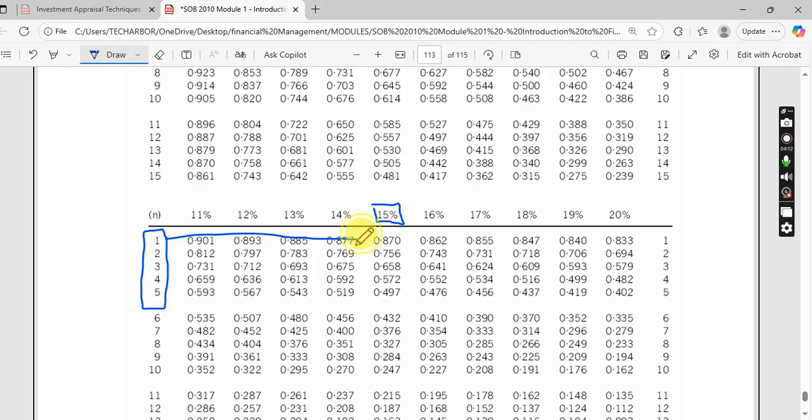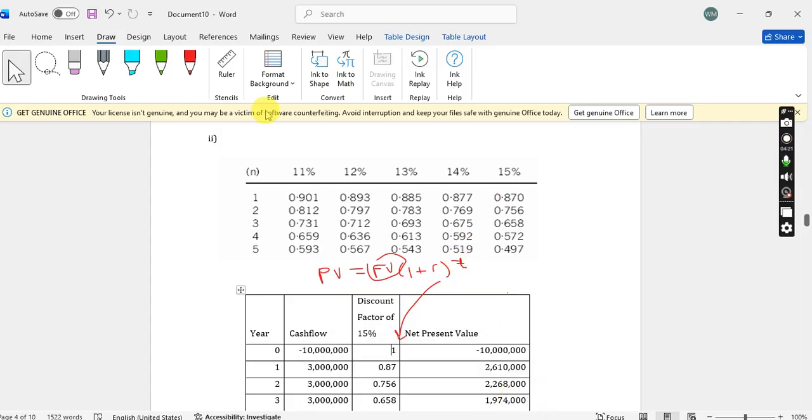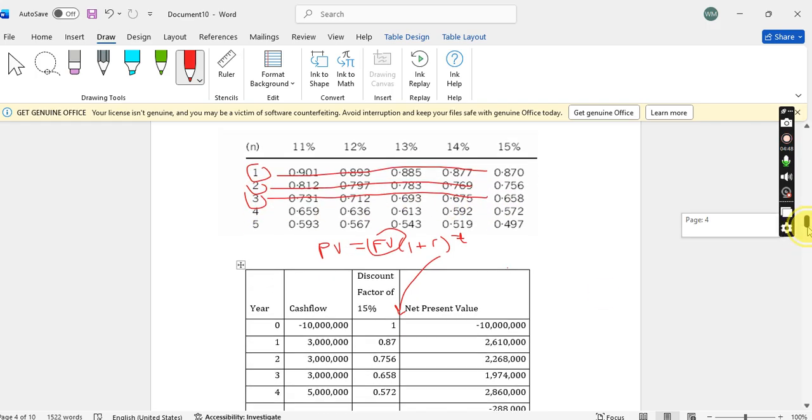In year 1, the discount factor is 0.870. Let me then switch this side here. So here, year 1, discount factor 0.870, you put it here. Year 2, 0.756, you put it here. Year 3, 0.658. Year 4, 0.572. Okay, colleagues, you just look for your discount rate on the top row, and then your years are going to be in this column here where there's an N, number of periods. Then you just pick like this.